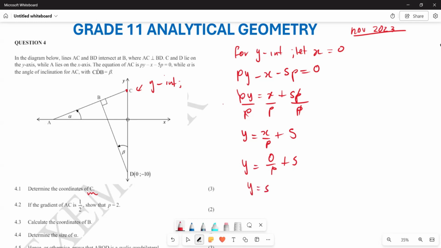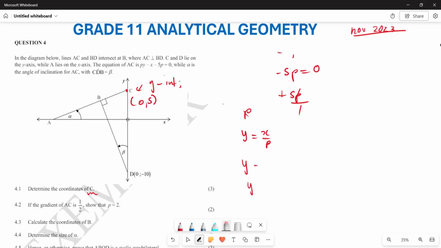So the coordinates of C are 0 and 5. This is (0, 5), which is the coordinate of C. Hopefully this makes sense now. Let's look at the next question.